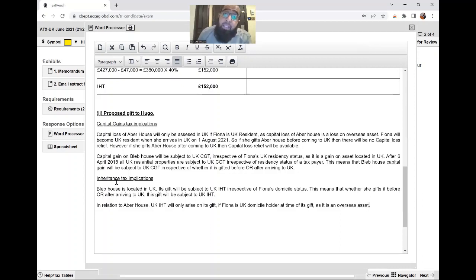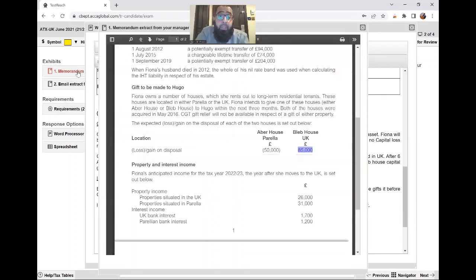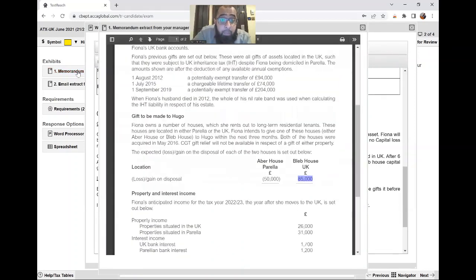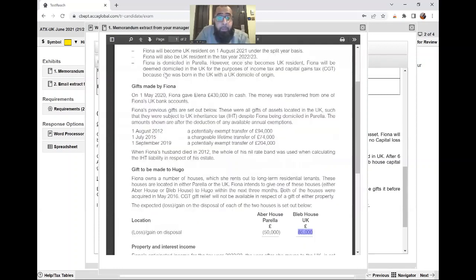See, if an asset is an overseas asset, we need to be a domicile holder. But for UK asset, the IHT will apply irrespective. In case of Aber House, we need to be a domicile holder, then only UK IHT will arise. Now, what is the domicile status? Let's look at it. I think it was given above, somewhere here.